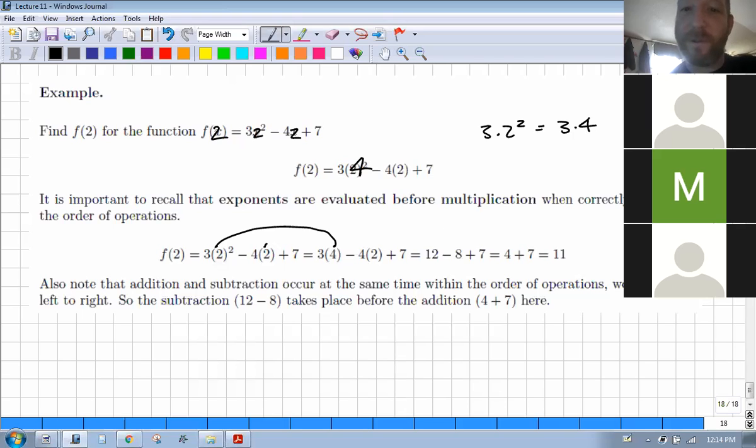So 3 times 4 is 12. That's our -8. We still have the plus 7. So 12 minus 8 plus 7. 12 minus 8 is 4. 4 plus 7 is 11.